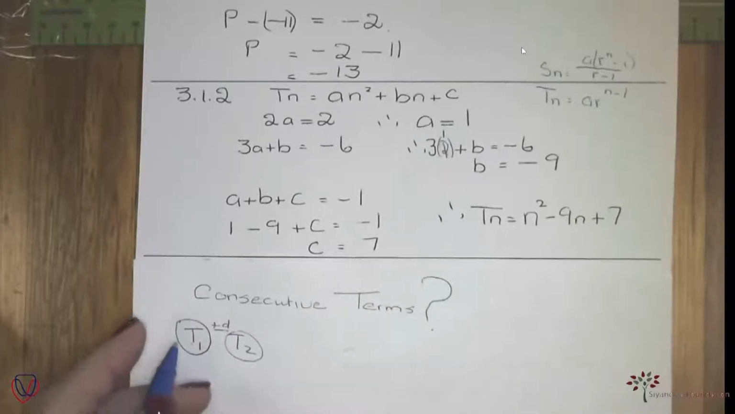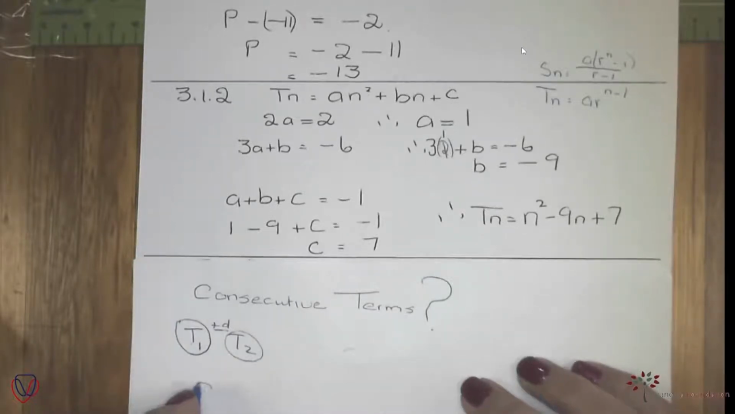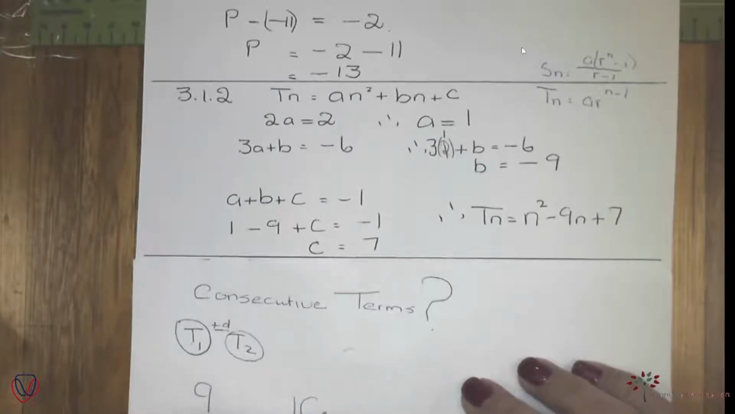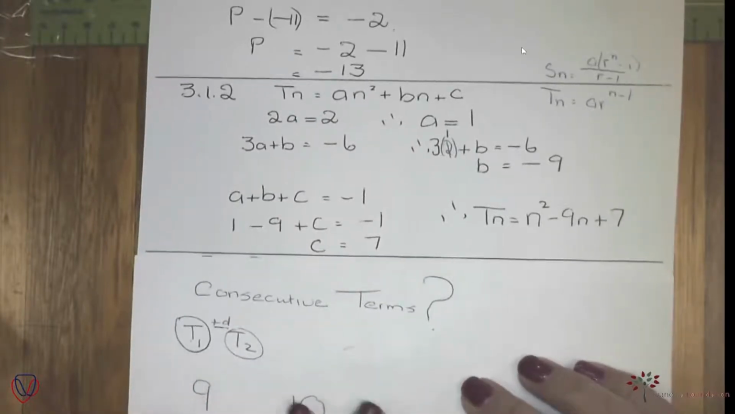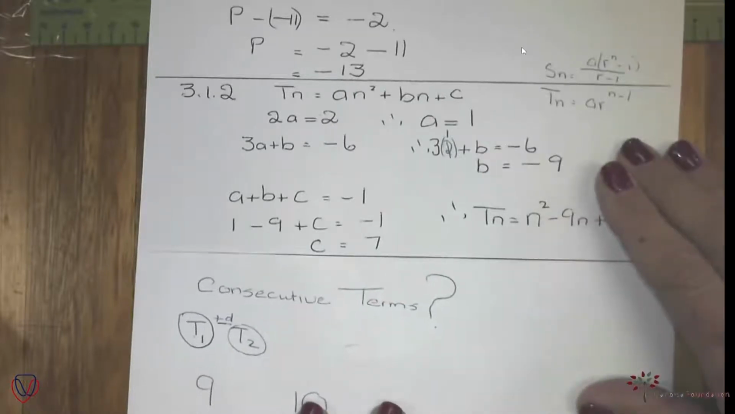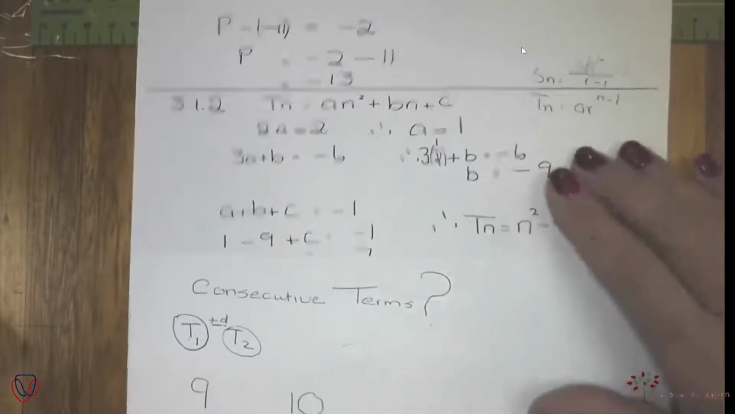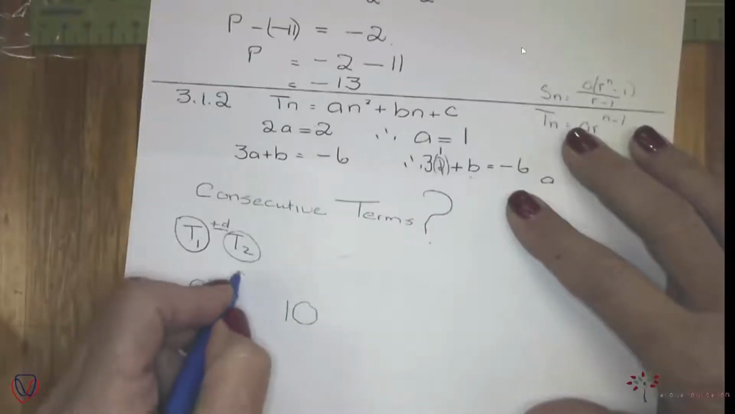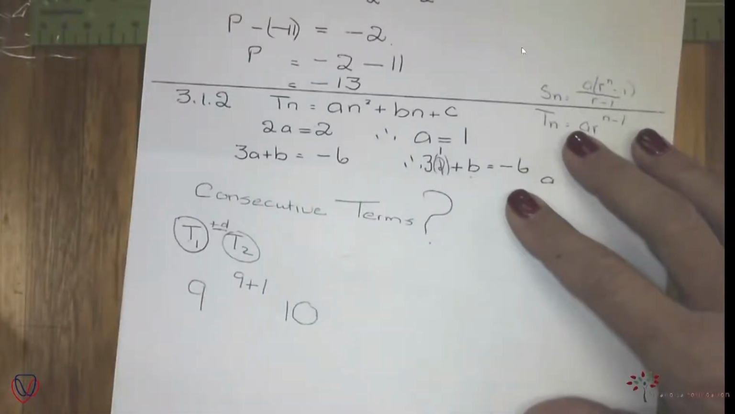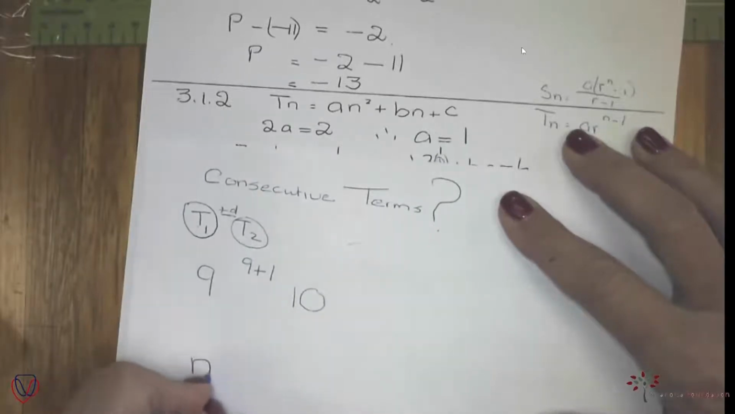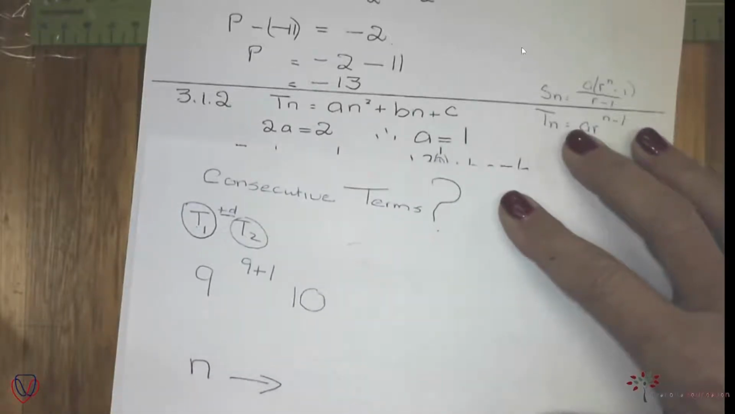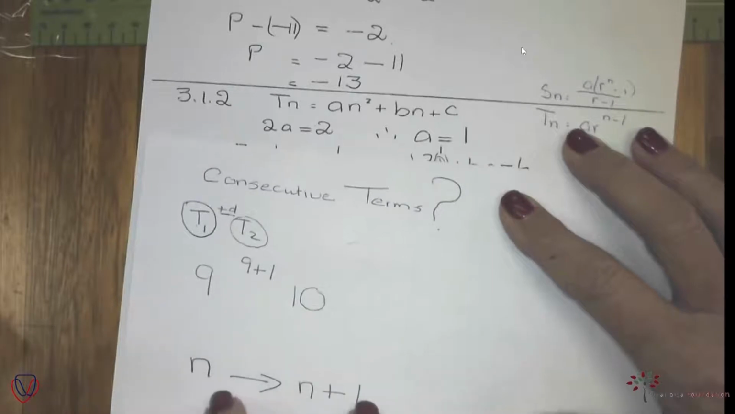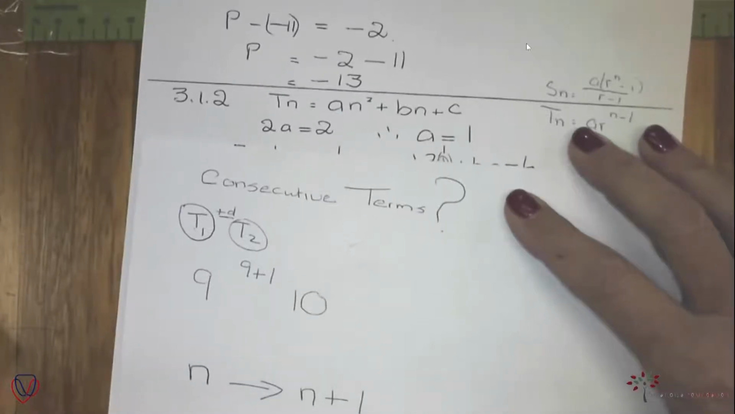But if we work with numbers, two consecutive terms are 9 and 10. That means it's two numbers right next to one another. The one is one bigger than the other one. Now, people, to get to 10 from 9, if you only have 9, you're going to say 9 plus 1. Now, if you have n, how am I going to get to the next term? It's going to be n plus 1. Those are two consecutive terms. Number 9, number 10. Number 7, number 8. Number 100, number 101. Okay.